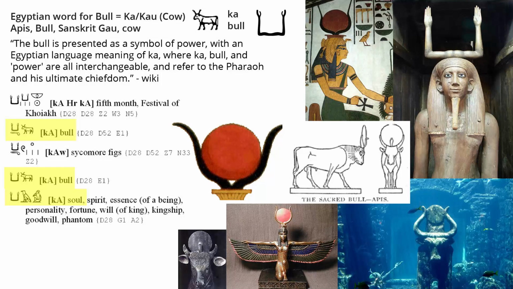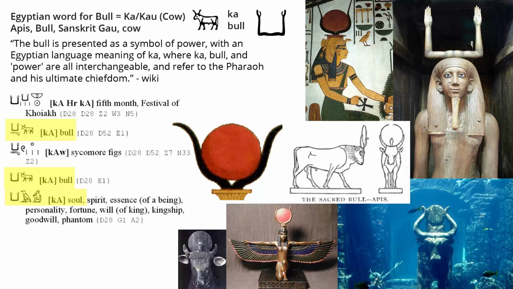And you have the bull symbol or the cow symbol. Either way, you can't really tell masculine or feminine. They both have horns. And you have the two arms upraised, which I've talked about in the previous presentation. Those are both ka in Egyptian. The bull is presented as a symbol of power with an Egyptian language meaning of ka, where ka, bull, and power are all interchangeable and refer to the pharaoh and his ultimate chiefdom.